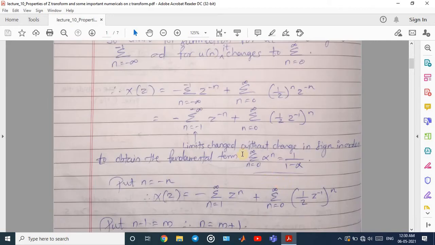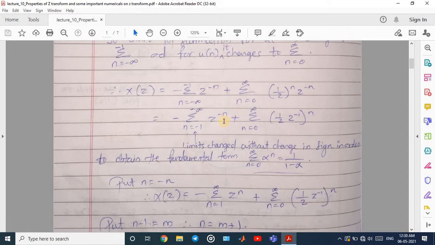But it is not yet in the fundamental form, because here it is minus n. This term is available in this format, but this term, z to the power minus n, we need to alter again.